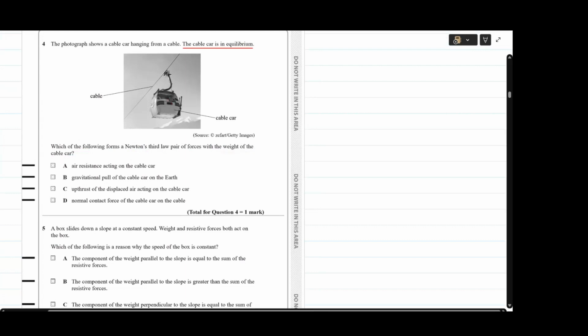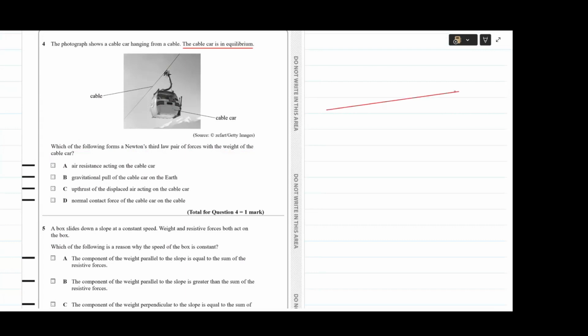So they're asking us, okay, if we try to draw a diagram, let's assume that this is the cable car. If there is a weight vertically downward, which of these forces will become the Newton third law pair? So let's read the options. Air resistance acting on the cable car.